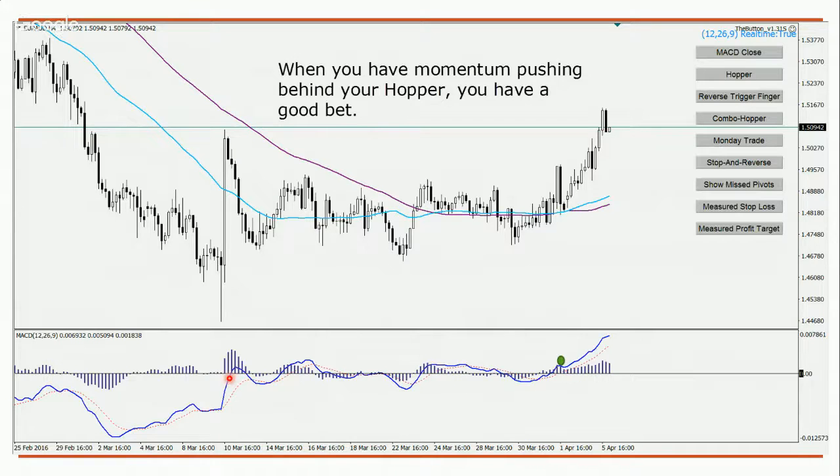So I like to think of it as going running in a headwind. Sometimes a strong runner is going to be able to do it and push through the headwind and keep on going. But a lot of times, probably more often than not, that runner is going to turn around and go back. And so that's kind of how this looks to me. So you think about when you have momentum pushing behind your hopper, you have a good bet that you have your timing right and you have momentum on your side as well.